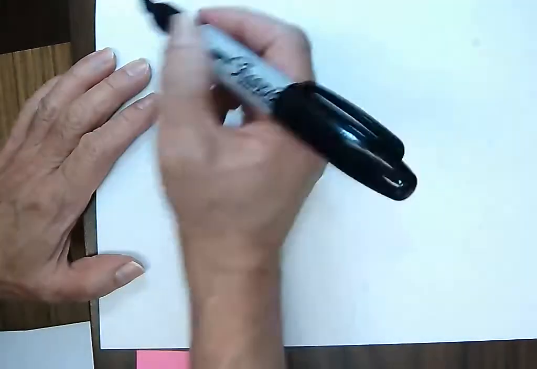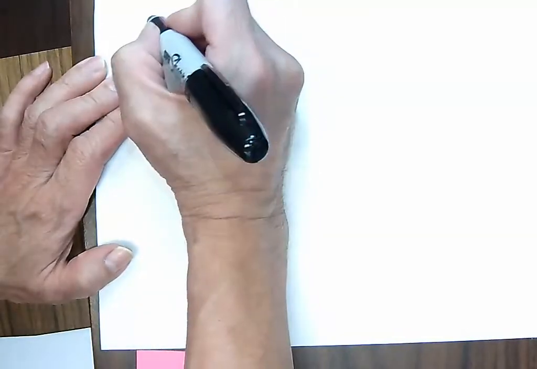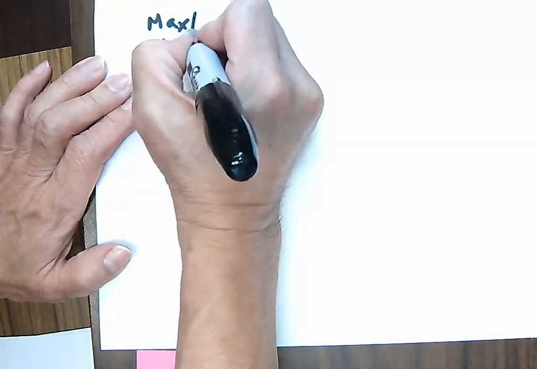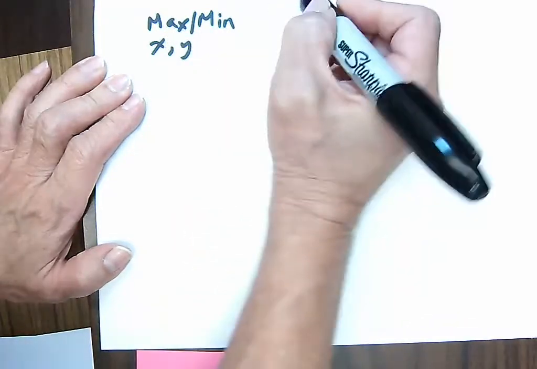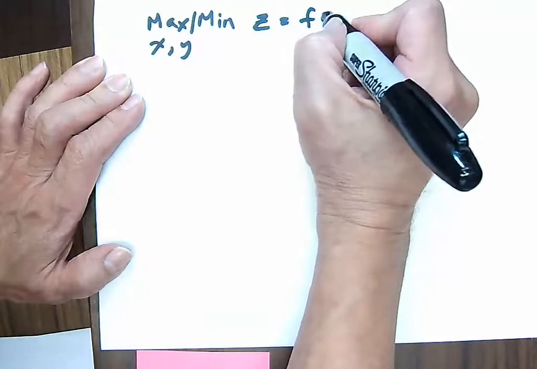Now we want to look at solving a constrained optimization problem. So here's the problem we want to look at. We want to choose a value of x and a value of y to maximize or minimize, as the case may be, z, which is some function of x and y.